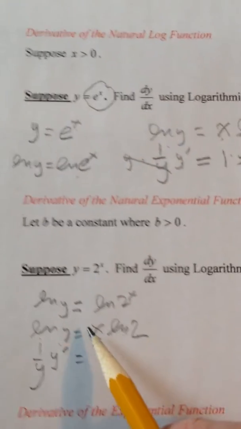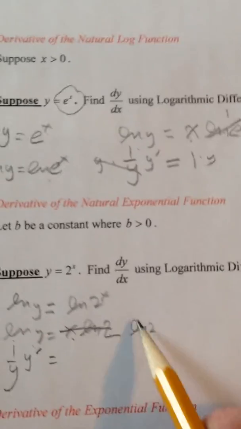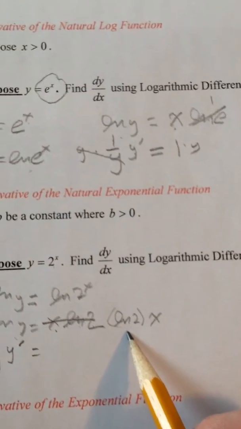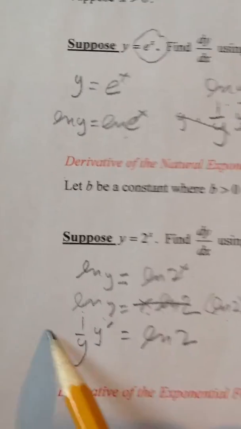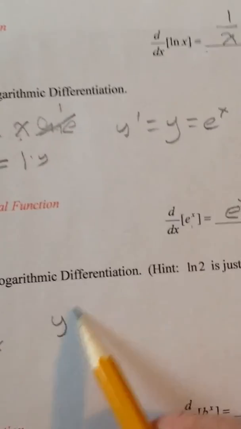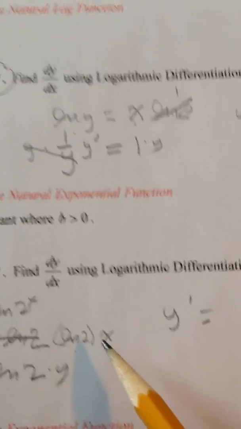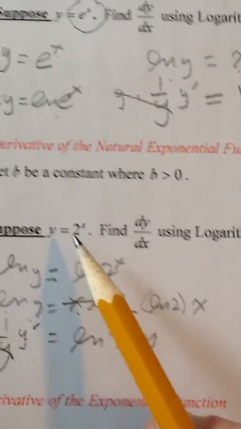So really that's the same as if I had 4x over here. The derivative of 4x is 4. So if I rewrite this as ln of 2 times x, and that's my coefficient, the derivative of ln of 2 times x is just ln of 2. And if I want to know what the derivative is, I multiply both sides by y. So now I have y prime by itself, and I have ln of 2 times y, but y was equal to 2 to the x.